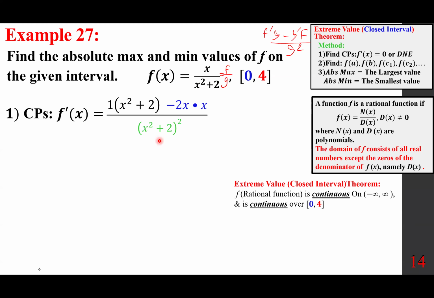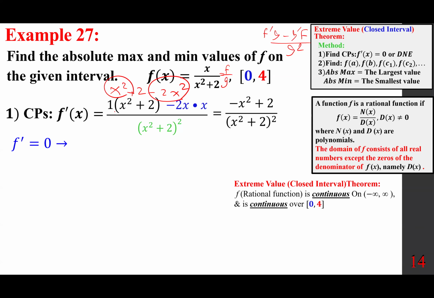We are going to simplify the numerator by combining terms in the following manner. x squared plus 2 minus 2x squared. These two add up. And f prime of x is negative x squared plus 2 over x squared plus 2 quantity squared. f prime is 0 if the top is 0. And that means 2 equals x squared, and x is plus or minus square root of 2.